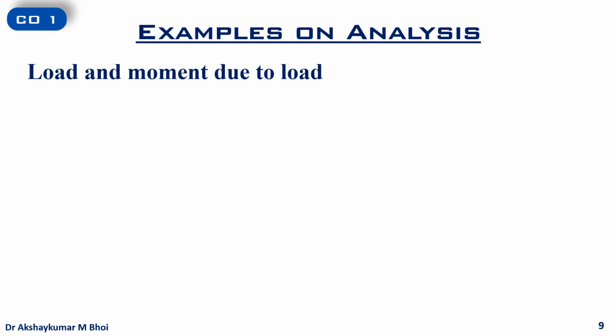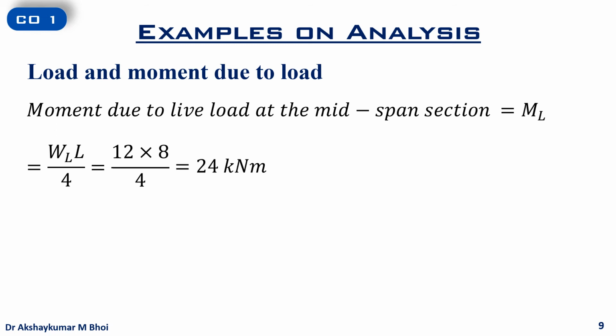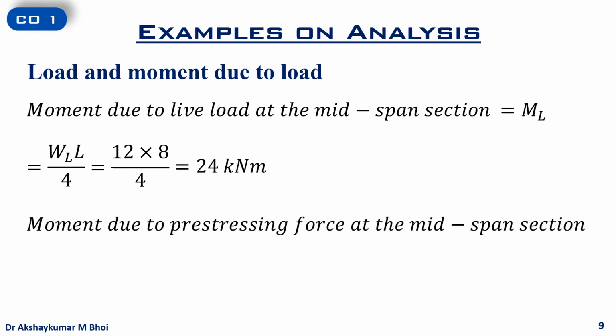Let us calculate the load and the moments due to load. The moment due to live load at the midspan section, which can be designated as ML, is equal to WL by 4, as the member is subjected to a central point load and the member is simply supported. So if you put the value of load and the span, the moment due to live load is 24 kilonewton meter. The moment due to prestressing force at the midspan section can be calculated by multiplying the prestressing force with its eccentricity. Therefore, the moment is equal to P into E.